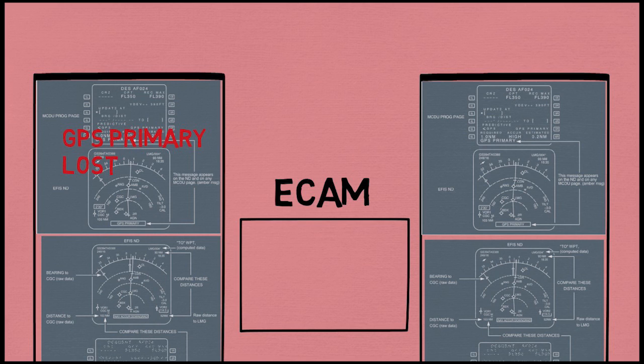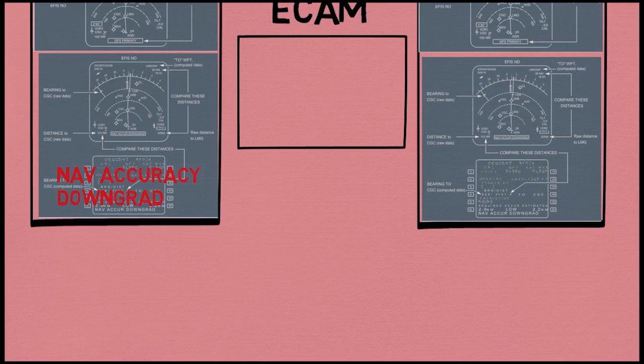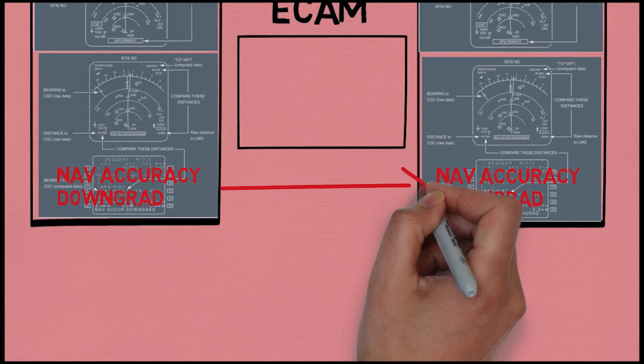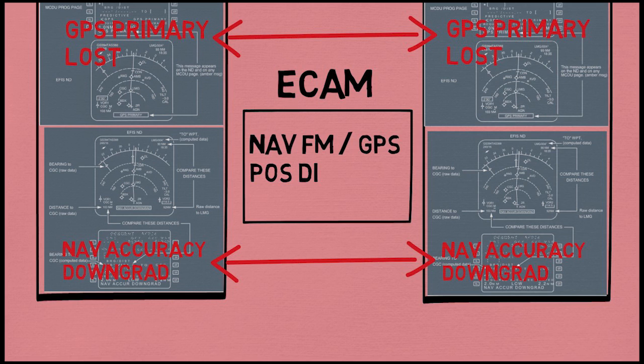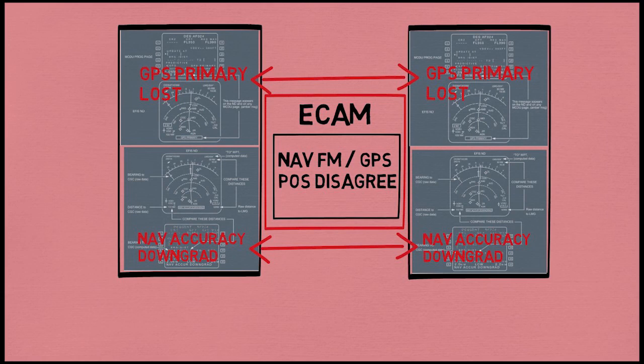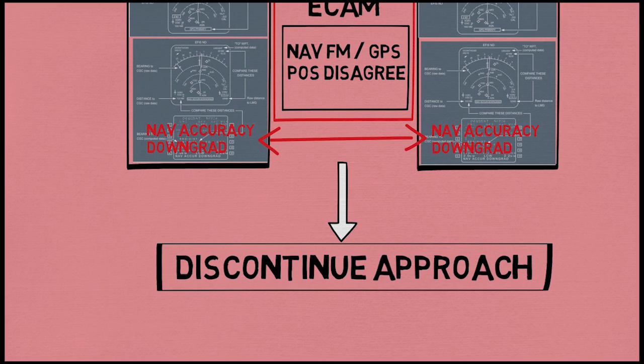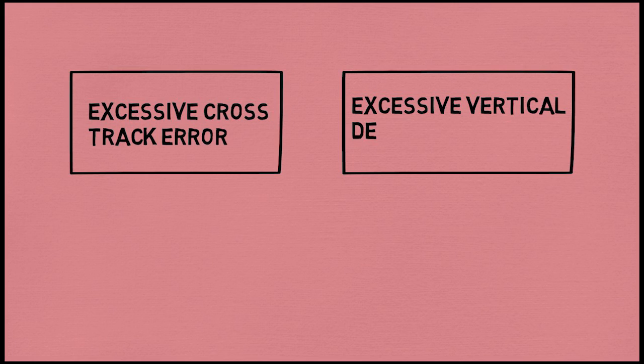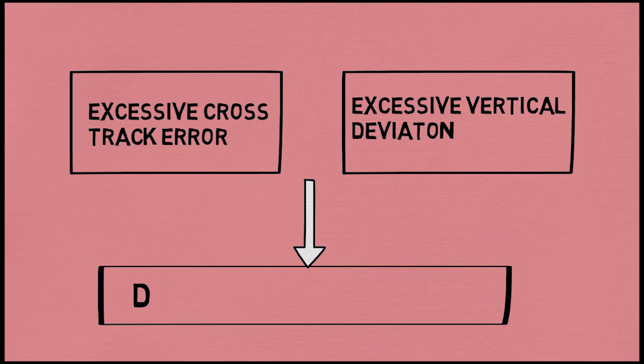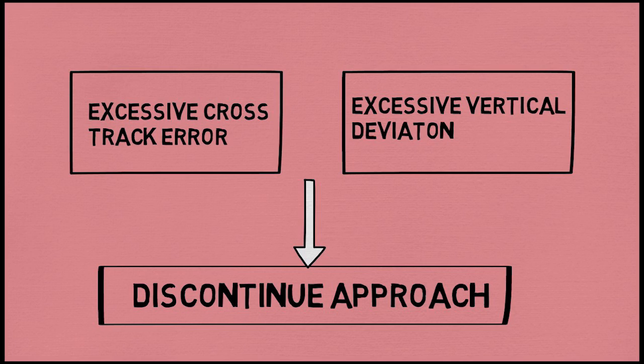If you lose GPS primary on both sides and/or you get a navigation accuracy downgrade on both sides, or you get an ECAM warning stating NAV FM GPS position disagree, then discontinue the approach. If deviation, either from lateral track or the vertical path, becomes excessive, you discontinue the approach. For details on each aircraft and limitations, confirm with your FCOM.